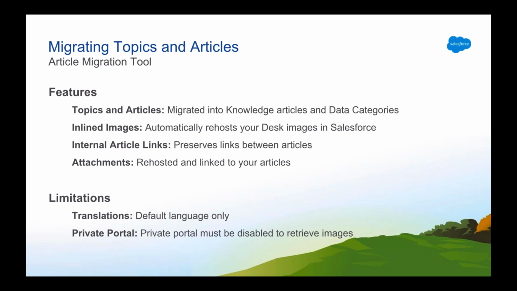The reason we did that is that data categories are actually used by the Communities product, which is the equivalent of the support center, and they provide a link to that community's setup. So if you migrate the articles with the tool, I definitely recommend migrating your topics into your data categories so that you have that set up and ready to go.